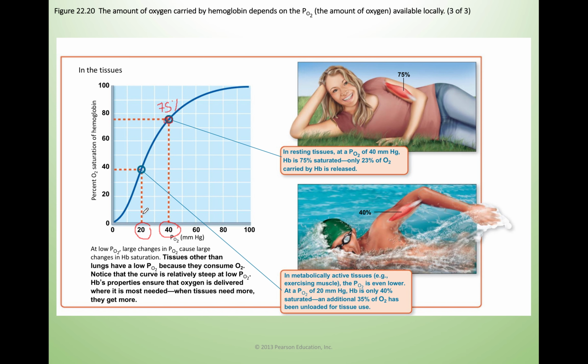So if the tissue needs the oxygen, I need to have low affinity for oxygen and be able to freely release that oxygen. So notice again, at 40, I'm about 75% saturated. But when I drop the oxygen level of the tissue to 20 millimeters of mercury, my saturation drops to 40%. So I'm going to release a lot more oxygen if the pressure of oxygen in my tissue drops, which is again a typical scenario when you are exercising, because your body needs that oxygen, so you are going to release it to your body.